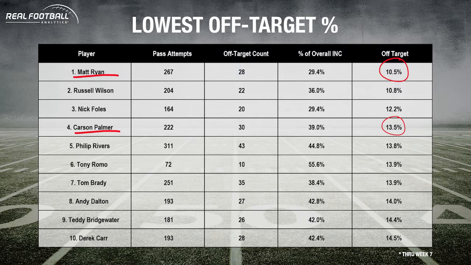Interestingly enough, I do want to point out Nick Foles. Nick Foles is the third most accurate quarterback in terms of off-target throws. And we remember, of course, Philadelphia traded Nick away to the St. Louis Rams in exchange for Sam Bradford. He's not on this list, but Sam Bradford falls just outside the top 10 at number 11. So through the first 7 weeks of the season, it looks like the St. Louis Rams did a pretty nice job getting Nick Foles in there in exchange for Sam Bradford.